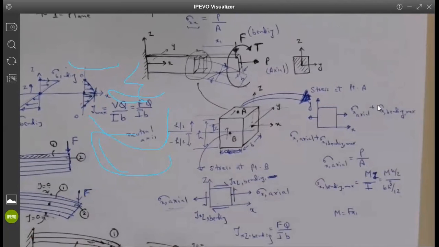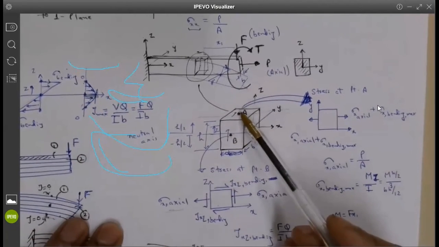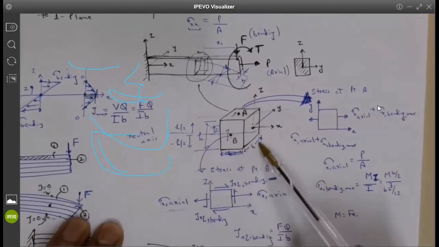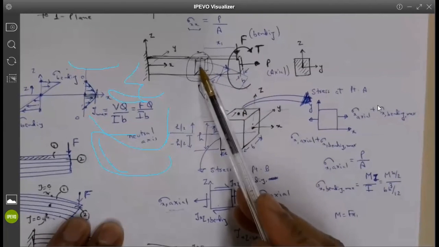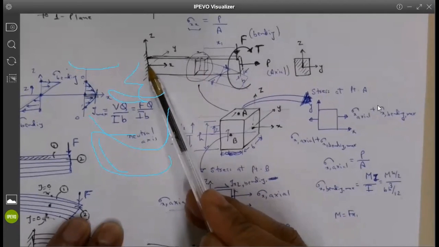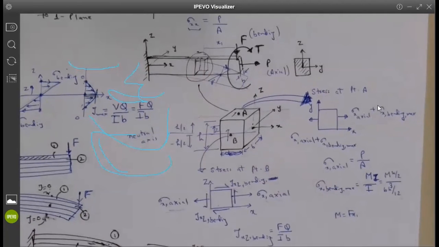As a designer, what are you interested in? If I am a designer, I'm interested in knowing whether the material will fail at point A, or at point B, or somewhere else. Whether it will fail at this section, this section, or this section.